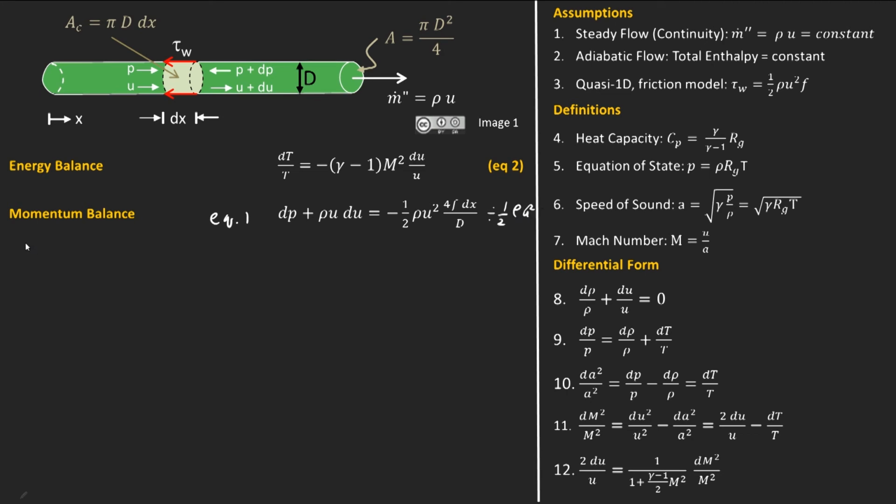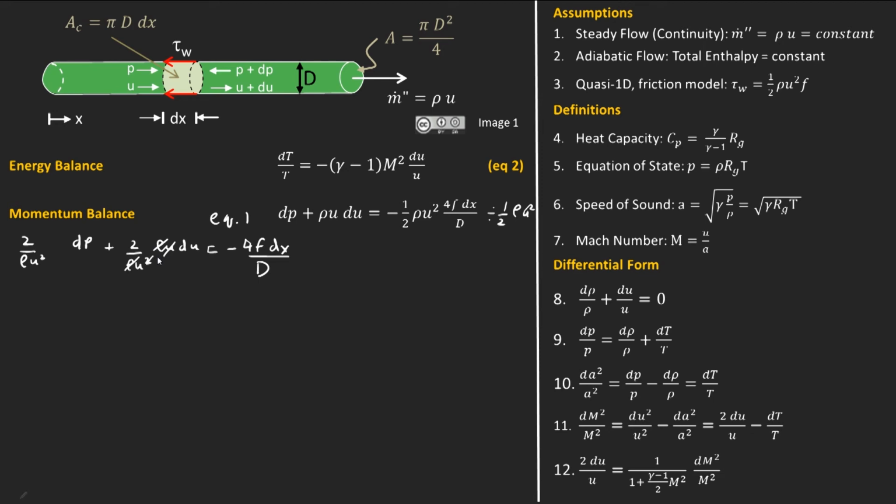As we do that, the first term becomes 2 over rho u square multiplied by dp plus 2 over rho u square multiplied by rho u du equals, since we've divided by half rho u square, just minus 4f dx divided by d. Okay, so let's do some obvious cancellations of density with density, and the velocity with the u square here.